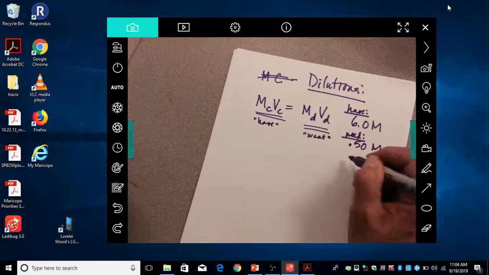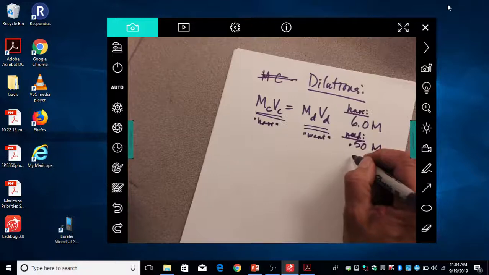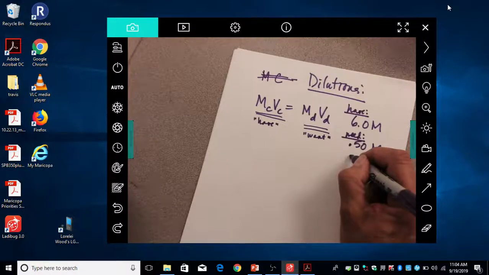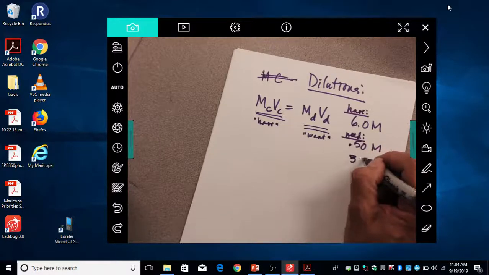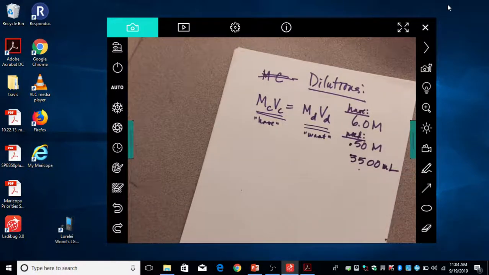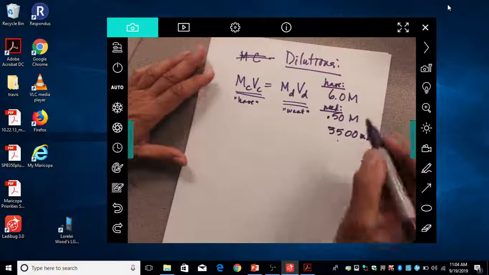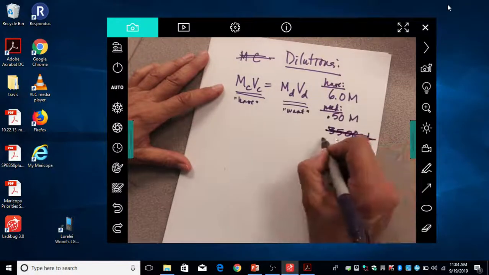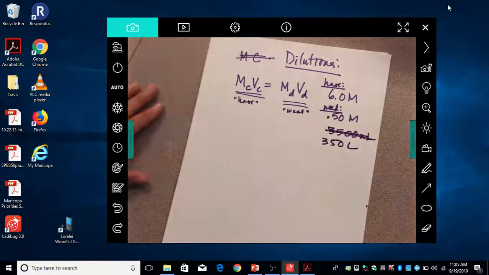So say I need 3,500 milliliters of stuff. No, we'll say we need more than that, we'll say 350 liters. We'll say a whole bunch of it. That's way too much.